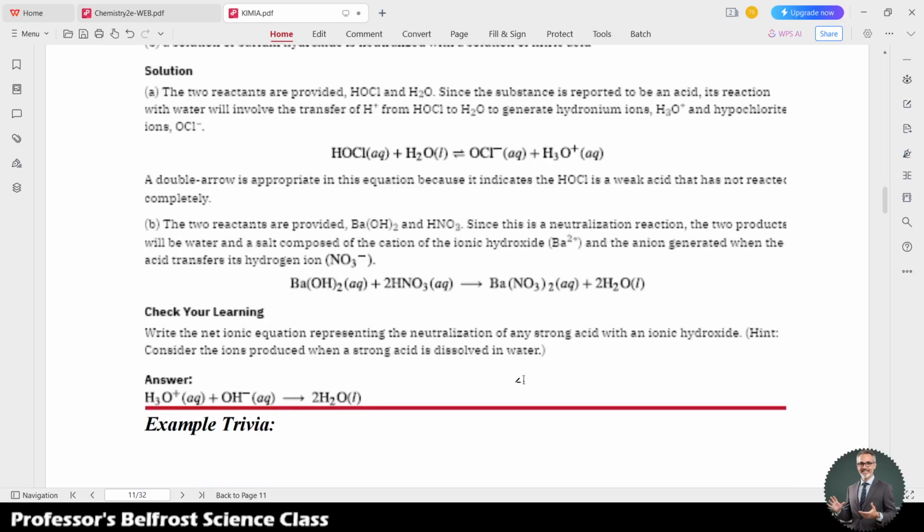Okay, great. Now I want to check your understanding. Please solve this equation: the neutralization of any strong acid with an ionic hydroxide. Here's the answer, but I want you to find out why it comes with this solution.